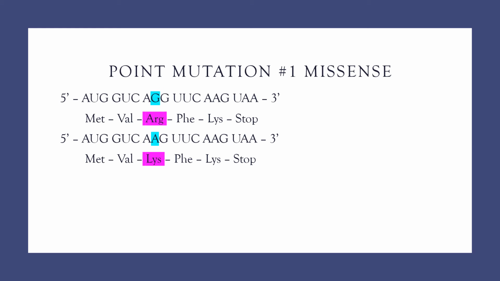This mutation simply codes for a different amino acid than the original strand. Here you can see that the new strand changed from AGG, which codes for arginine, to AAG, which codes for lysine. This is a transition mutation because we changed purine G to purine A.